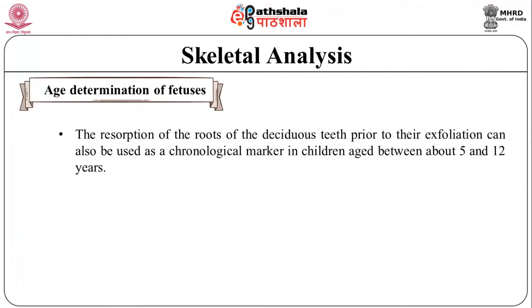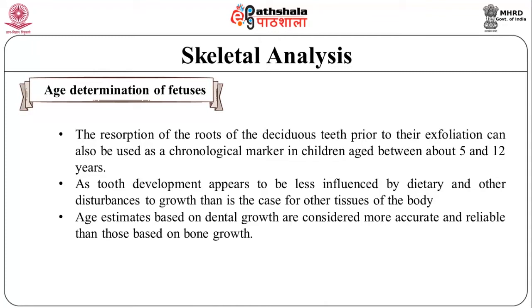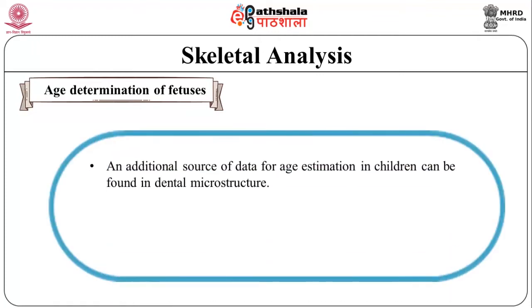The resorption of the root of the deciduous teeth prior to their exfoliation can also be used as a chronological marker in children aged between about 5 and 12 years. As tooth development appears to be less influenced by dietary and other disturbances to growth than is the case for other tissues of the body, age estimates based on dental growth are considered more accurate and reliable than those based on bone growth. An additional source of data for age estimation in children can be found in the dental microstructures.